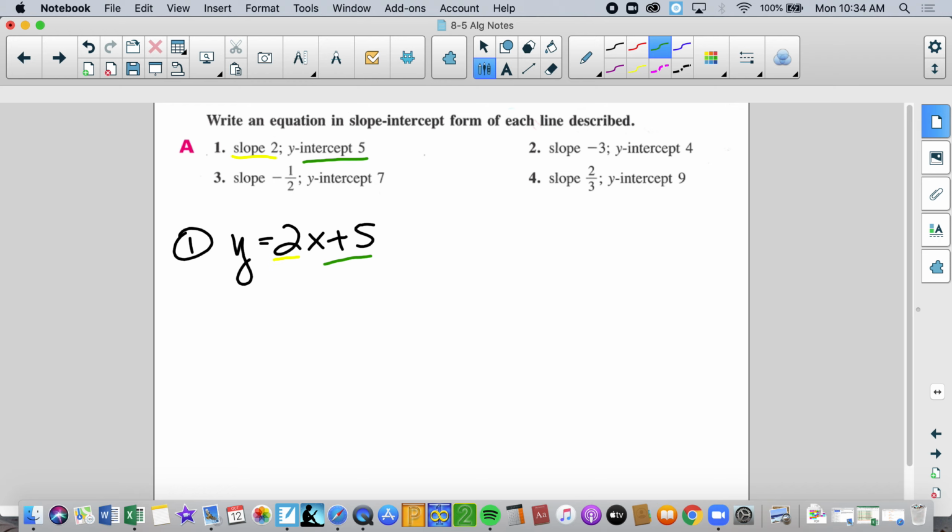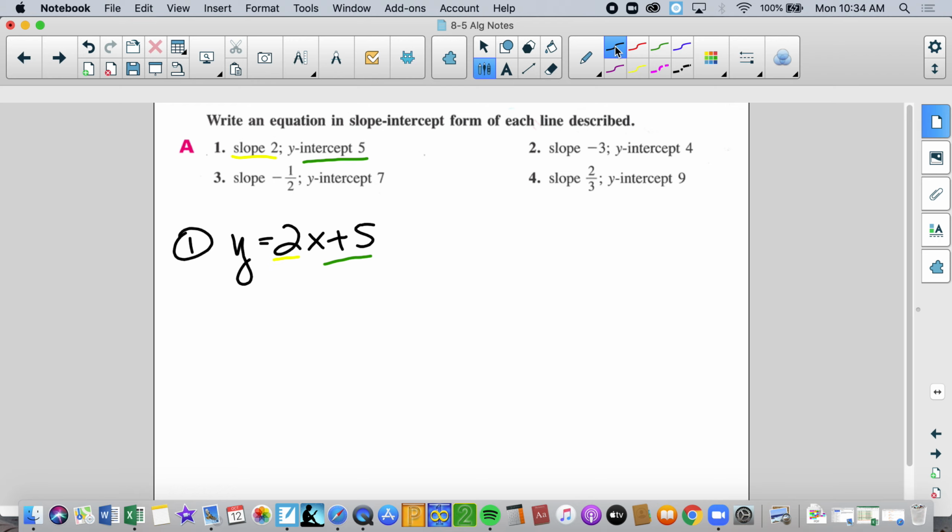So now I'd like you to take a minute, and I want you to do number 2, 3, and 4. So pause the video, write equations in slope-intercept form for an equation that has a slope of -3 and a y-intercept of 4. And then number 3 with a slope of -1/2 and a y-intercept of 7. And a slope of 2/3 and a y-intercept of 9. When you're ready, turn on the video.